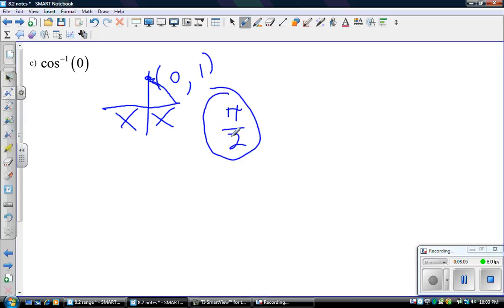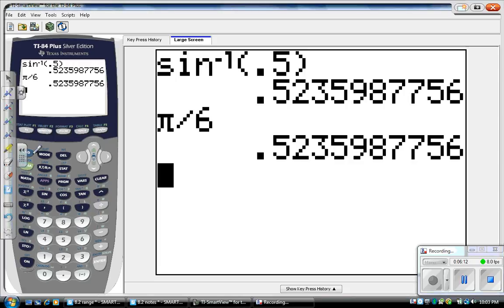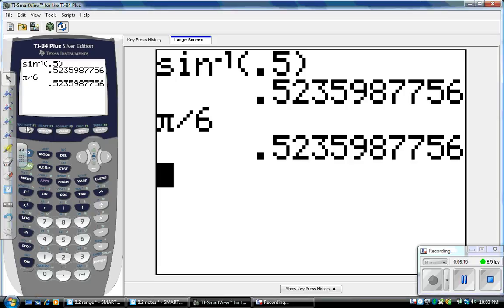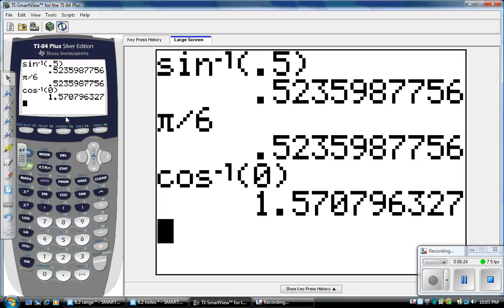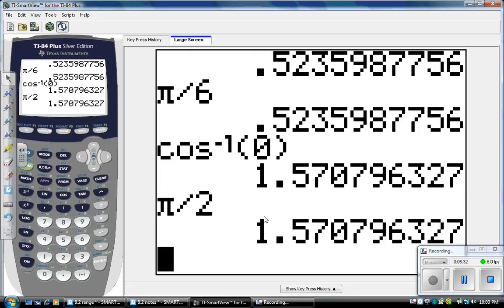That's a terrible pi on that one, but you get the idea. And again, I can check these things on the calculator. So if I do the inverse cosine of 0, it gives me 1.57, blah, blah, blah. And that is equivalent to pi over 2. And there we go. So again, obviously on the test during this stuff, you wouldn't have a calculator, but we're verifying that what we're doing is the correct way.